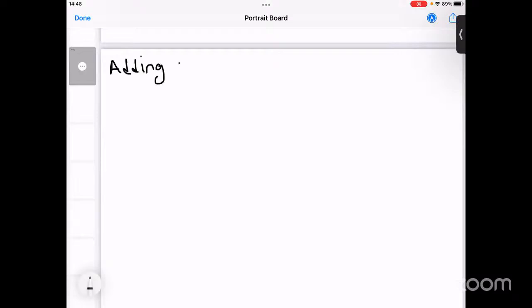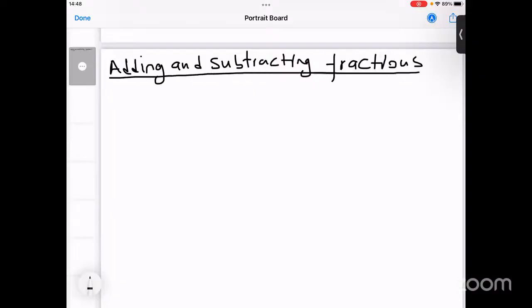adding and subtracting fractions. This is exactly what I'm going to be taking you through.